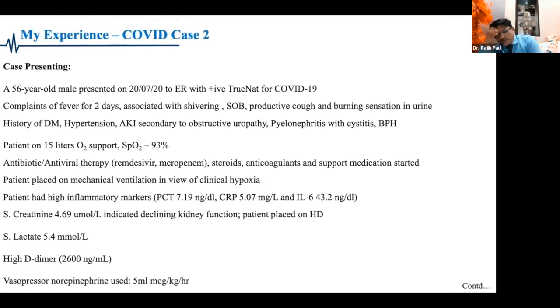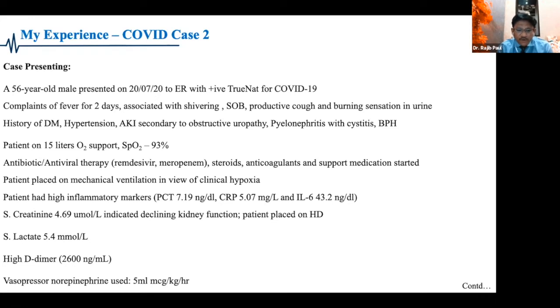The second patient was a 56-year-old male who was admitted with fever and productive cough, and also had burning in urine. He had multiple comorbidities: diabetic, hypertensive, a recent AKI secondary to obstructive uropathy, a previous history of pyelonephritis, and BPH, benign prostatic hypertrophy. He was on 15 liters of oxygen on admission, and received remdesivir, meropenem, steroids, anticoagulation, and other support we give for COVID-19. For worsening hypoxia, he was mechanically ventilated.